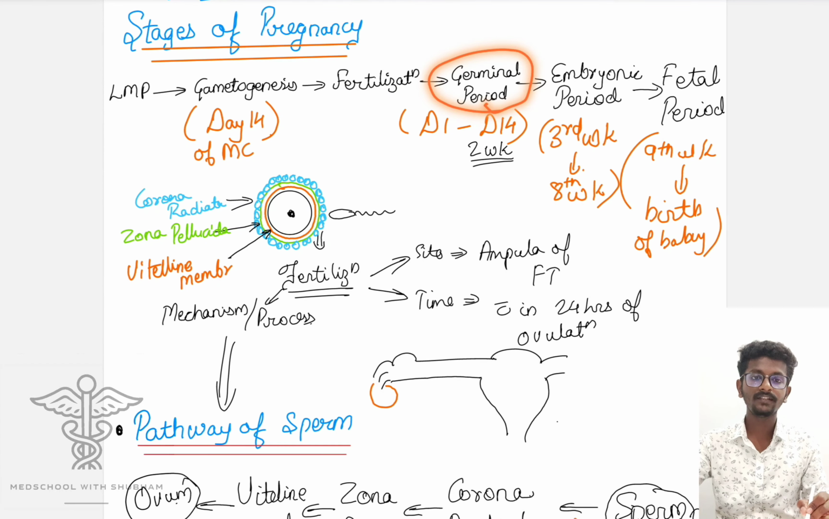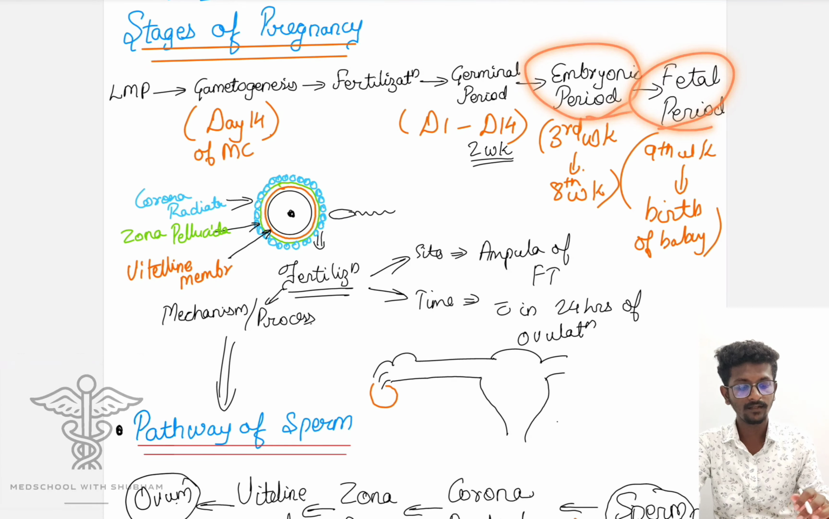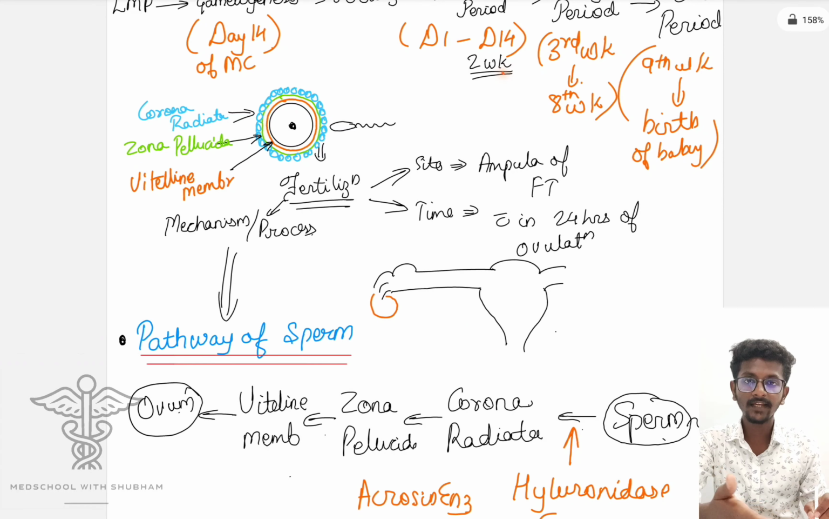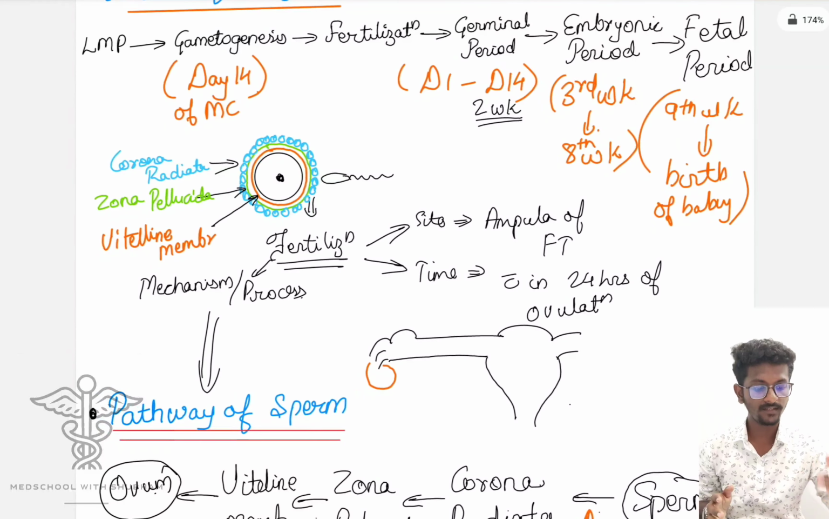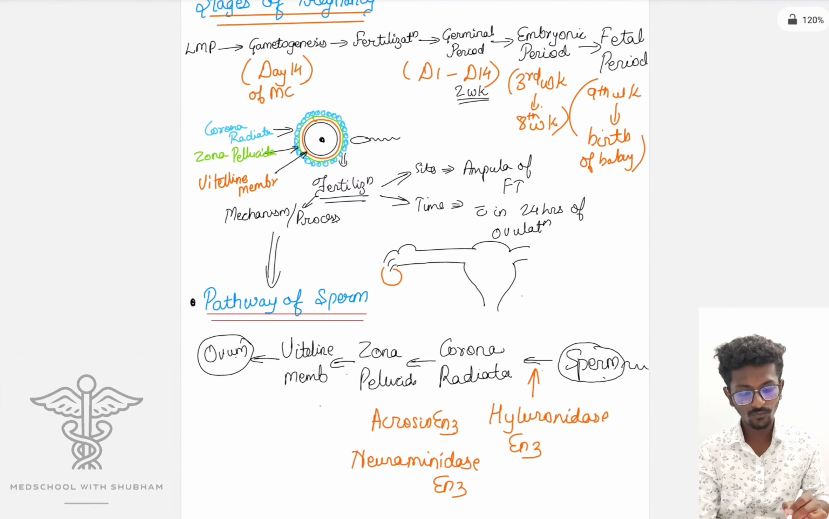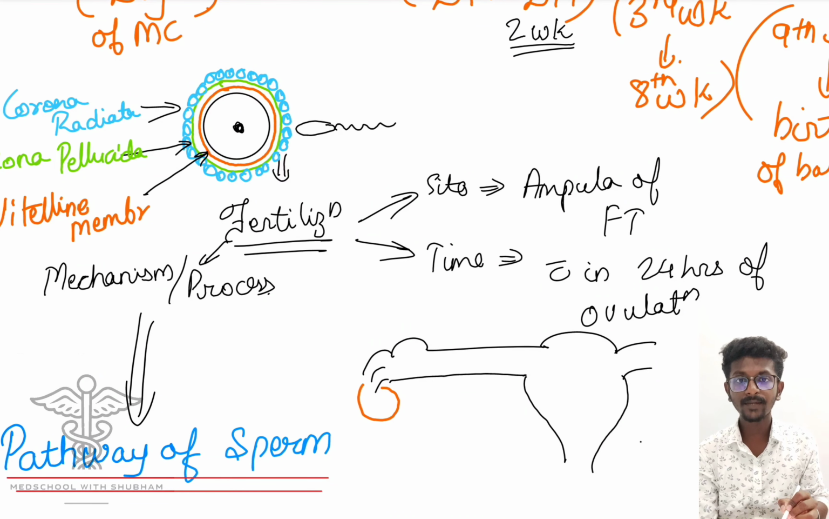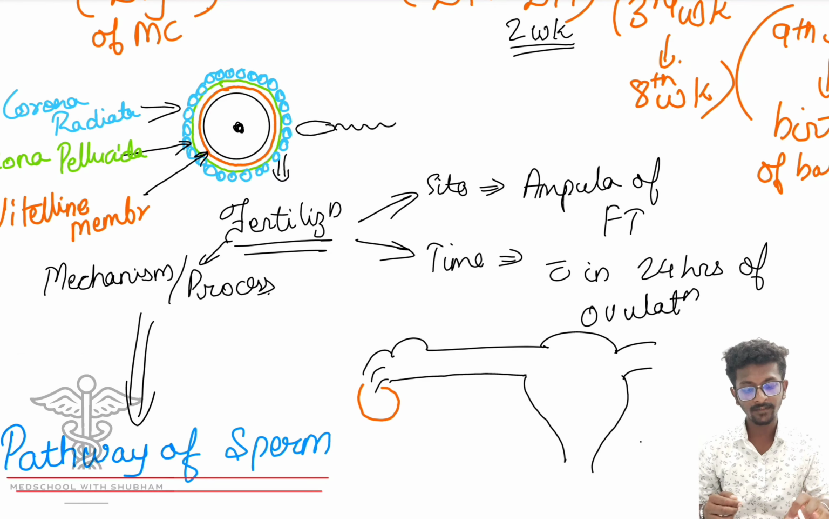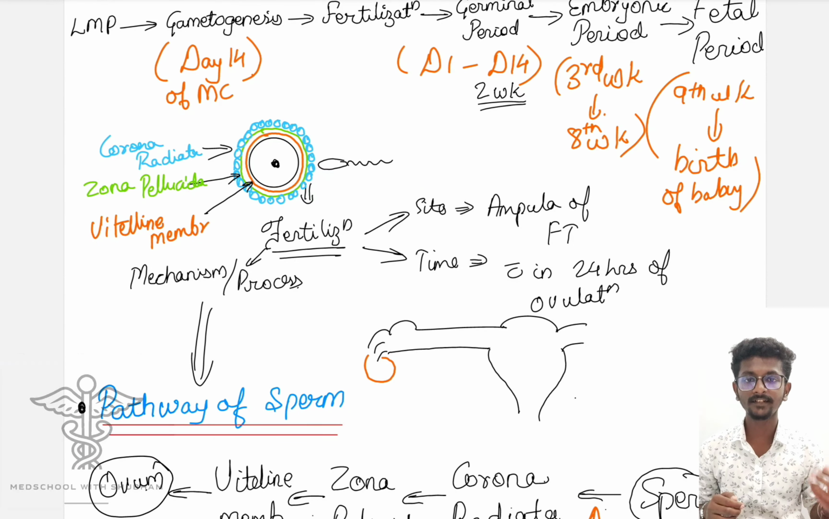We will first start with the germinal period of pregnancy, then the embryonic period and the fetal period, covering till 2 weeks, till the 8th week, and till the birth. Like this, the sequence is: day 1 to 2 weeks, 3 weeks to 8 weeks, and 9th week till the birth. Then we have the ovum and the sperm. The ovum has the vitelline membrane, the zona pellucida and the corona radiata layers over it. The sperm has to pass through all these layers and then fertilize the ovum.